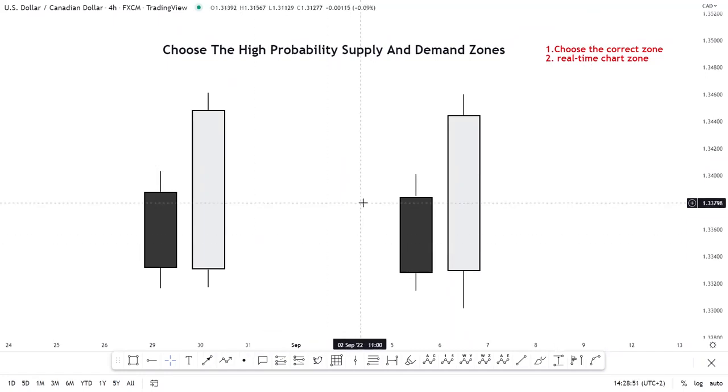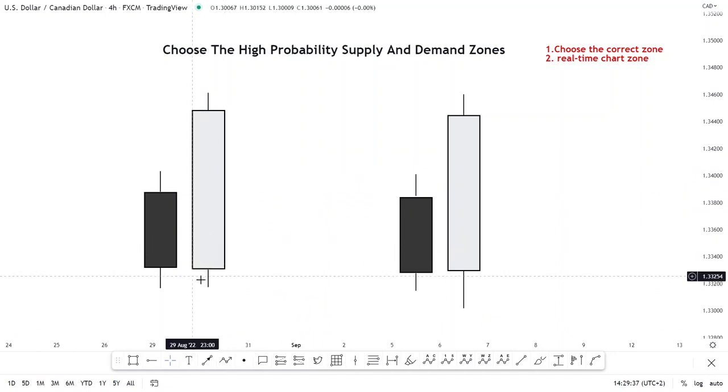In this video, I'm going to show you how to choose the high probability supply and demand zones. In the chart, you can clearly see supply and demand zones everywhere, but that doesn't mean every candle will work or every zone will work. So in this video, I want to touch on those levels of demand and supply so that we can choose the one that is more effective, better than the other one.